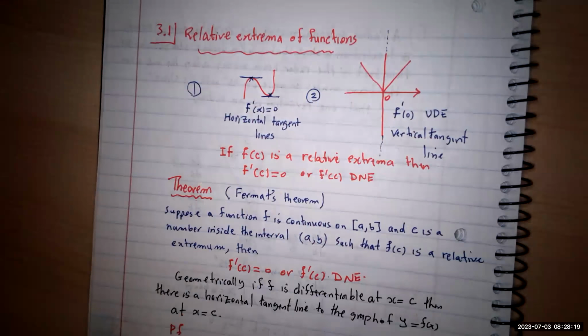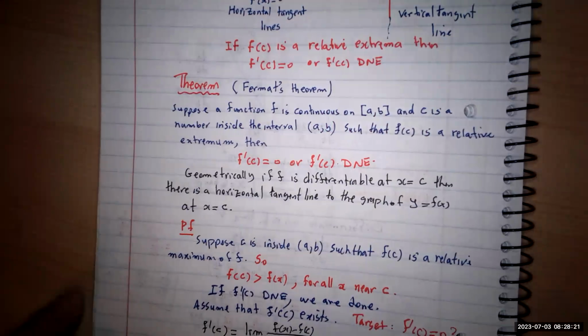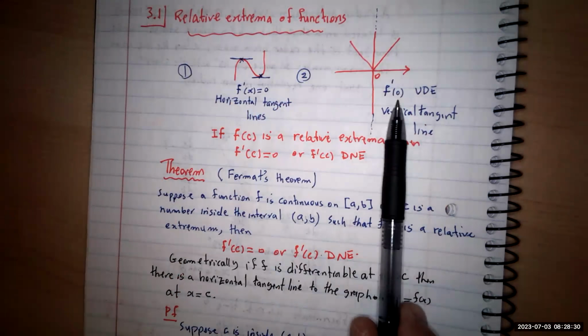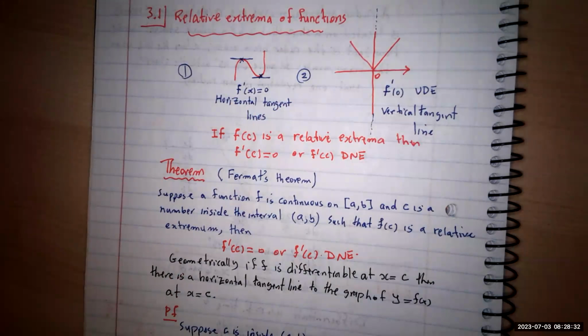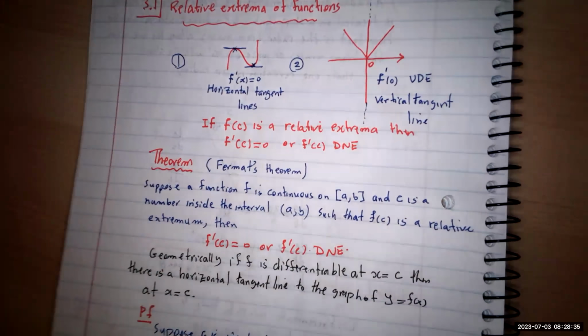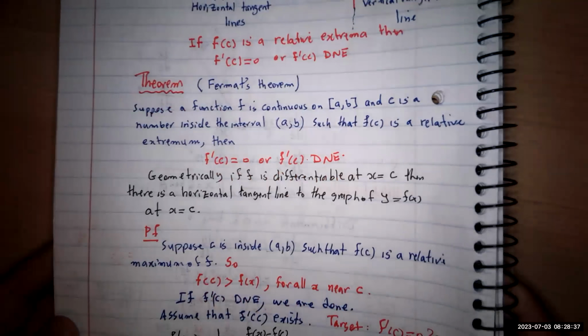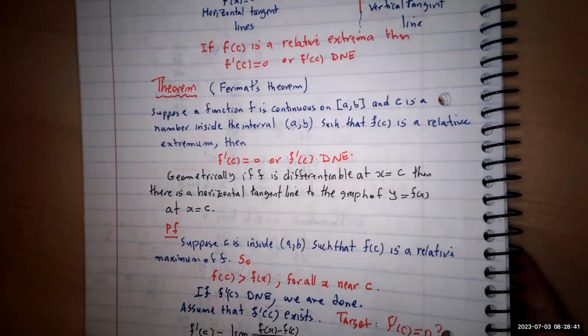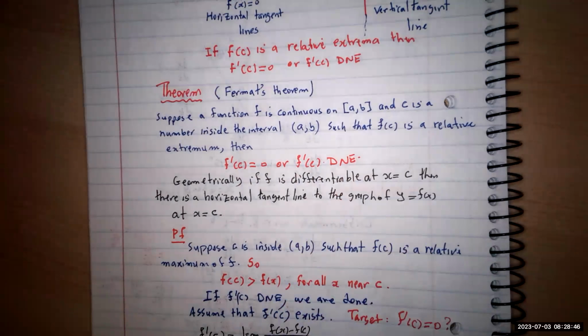You see something, you prove it. So we proved that if f of c is a relative maximum or a relative minimum, it should happen at two places: a horizontal tangent line and, if you like, a vertical tangent line. But remember, the Fermat theorem is a nice one, but it gives you a property. It doesn't say anything about finding the maximum and the minimum.